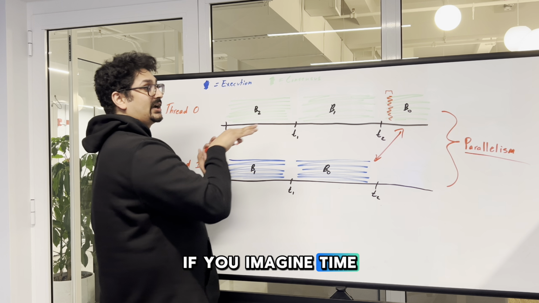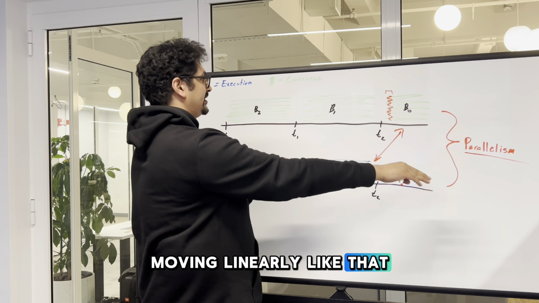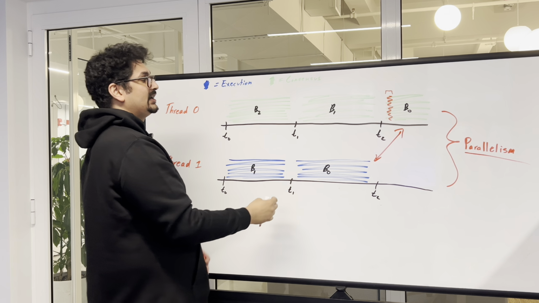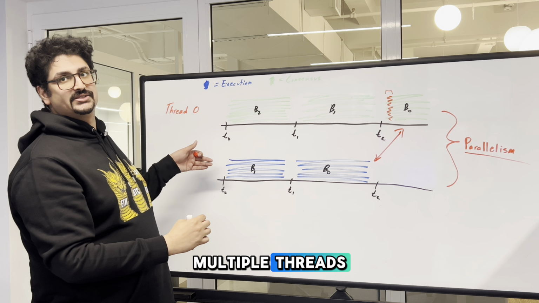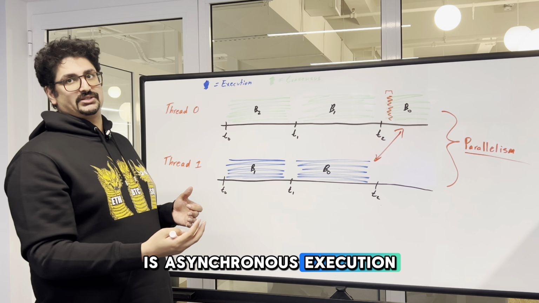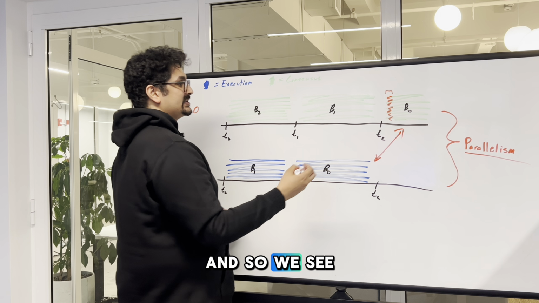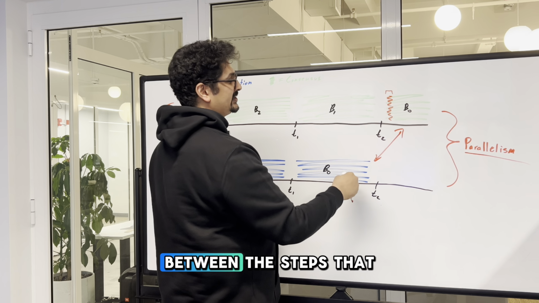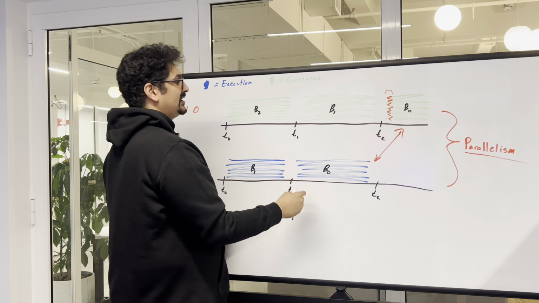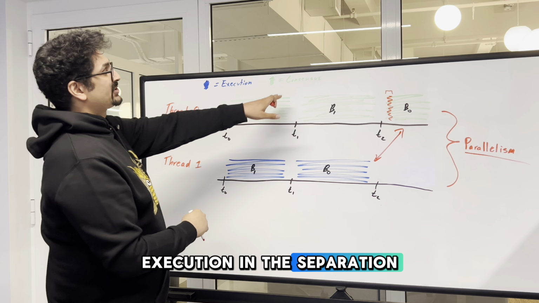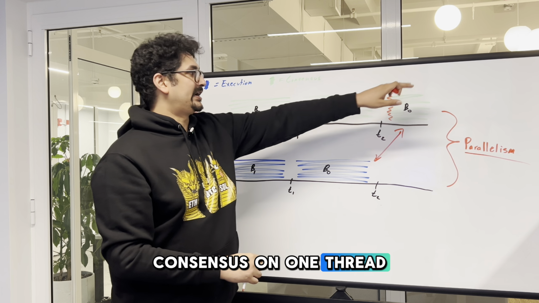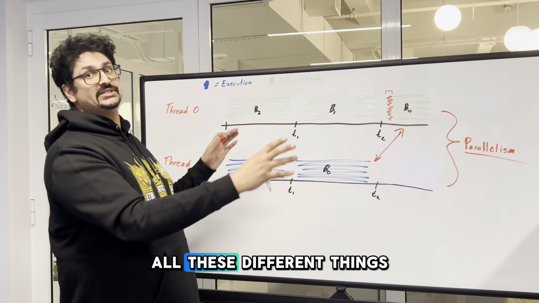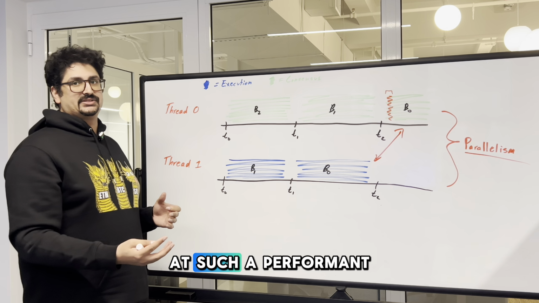If you imagine time moving linearly like that, consensus is done first, execution is done second. And this separation on multiple threads is asynchronous execution. And so we see parallelism between the two threads. We see pipelining between the steps that they're doing on the threads. And we see asynchronous execution in the separation of consensus on one thread and execution on another thread. And it's really this combination of all these different things that make Monad such a performant system.